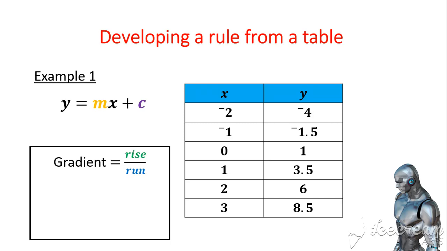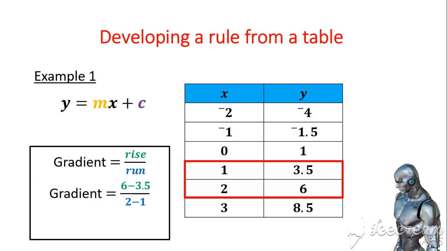And here's a clever way to work out the gradient from a table. We're going to take two coordinates. I'm going to take the coordinates 1, 3.5 and 2, 6. Now you could have picked any other two, but I tend to pick ones that don't have negatives in them. To work out the rise, we're going to go the second y value minus the first y value, so 6 minus 3.5. To work out the run, we're going to go the second x value, 2, minus the first x value, 1. So 2 minus 1.